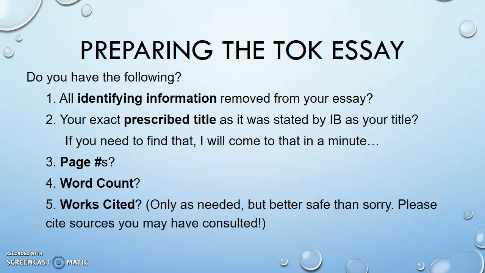Now, we're going to look particularly at the TOK essay first. So making sure you've removed all the identification, that you have put the prescribed title as it was stated by IB, and you're also going to need to know the number of the IB prescribed title, so I'll show you that in a second. Make sure you've got your page numbers on there, your word count, your works cited. This is only as needed, but if you have cited something, go ahead and cite it on a works cited. Okay, make sure that you're not taking any chances there.